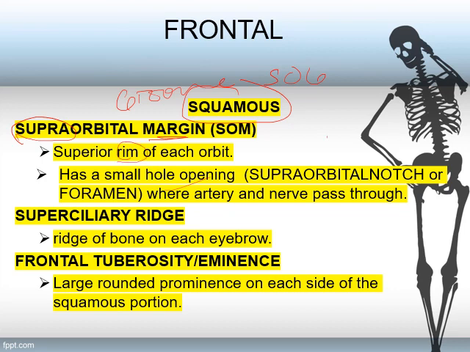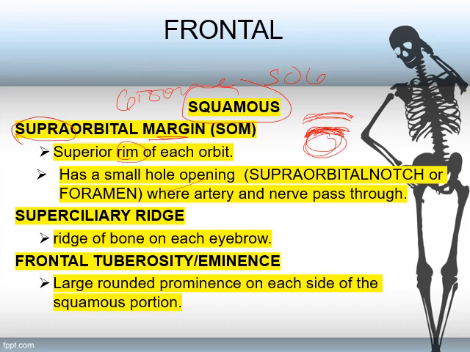So, for example, ito yung eyes natin. So, here, yung margin niya, we have the supraorbital margin. Okay, sa SOG naman, so we have the eyebrows here. So, yung supraorbital groove is here, just above the eyebrow. Supraorbital margin, so we have here. Sa ilalim naman siya ng eyebrow, pero nasa taas pa rin siya ng orbits.